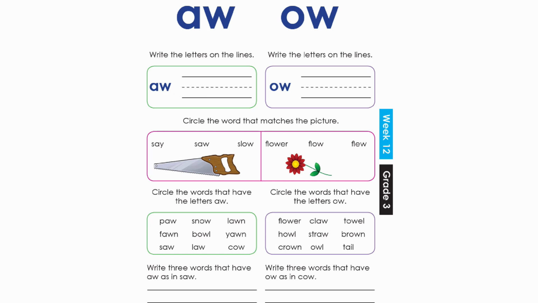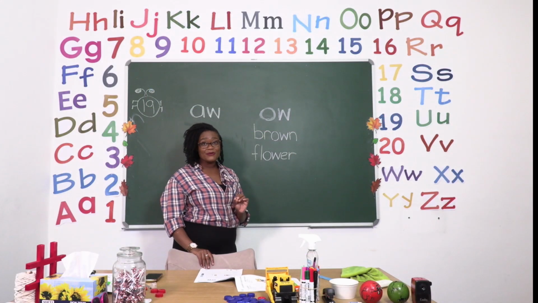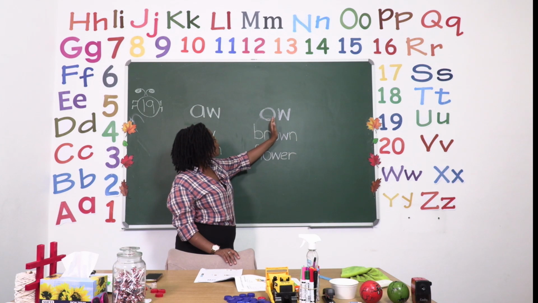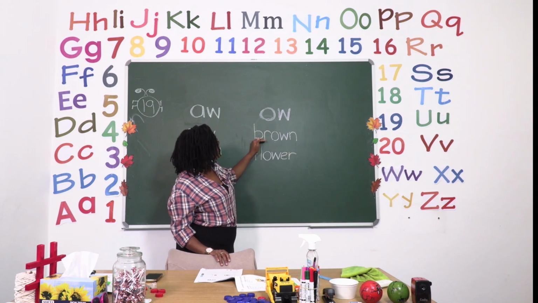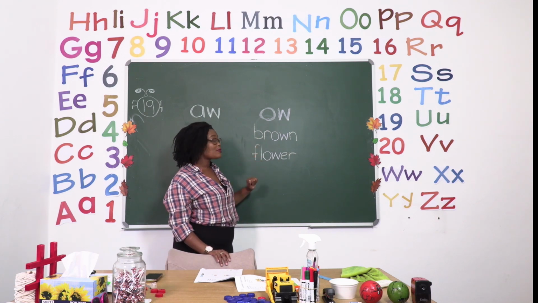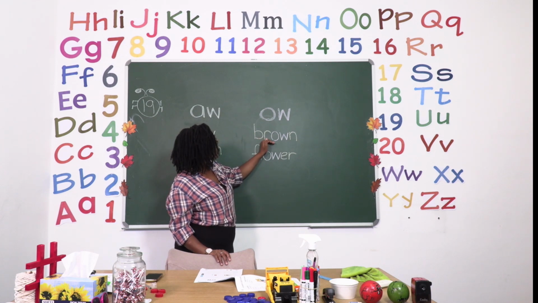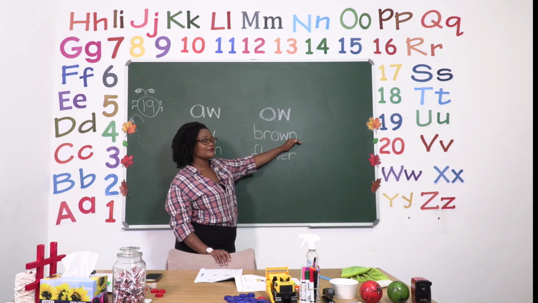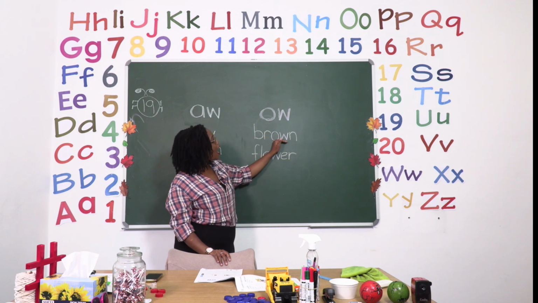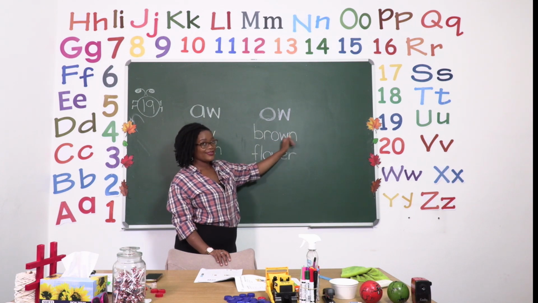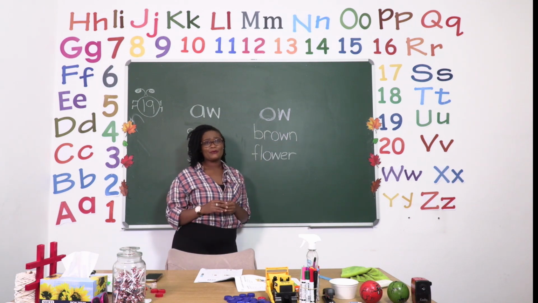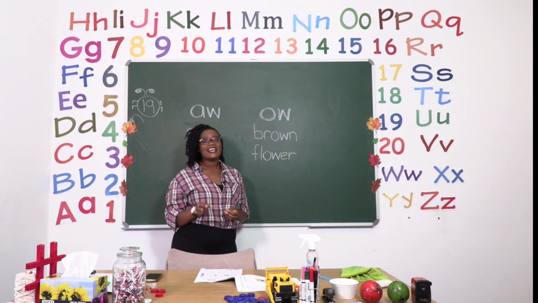Now let's take a look at the board. Like I said before, the sound ow is made up of O and W. And when they come together, they say ow. Like in the following two words. Let's sound them first. Brr, ow, brr, ow, brown. Very good. Now, as we know, brown is a color and it has the ow sound in it.